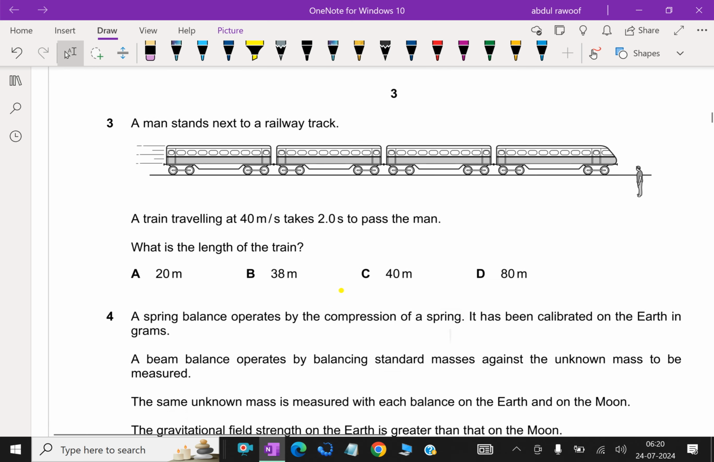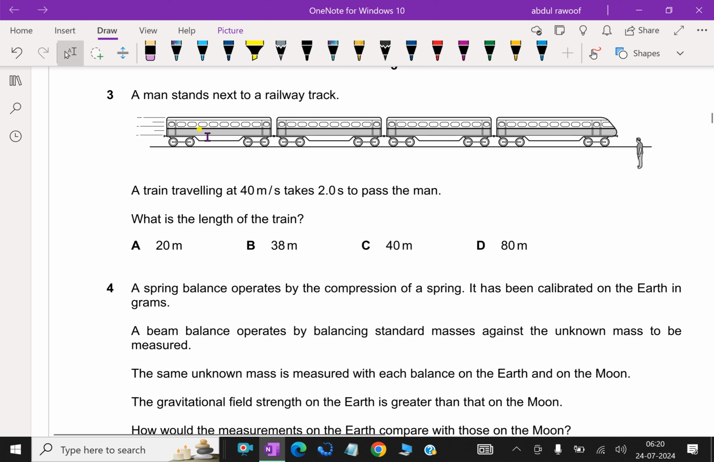Next question. A man stands next to a railway track. The train is traveling at 40 meters per second. This is the speed of the train, 40 meters per second. It takes 2 seconds to pass the man. So we have to find the length of the train. That is the distance traveled. Distance is speed into time. Speed is 40 meters per second, time is 2, so it is 80 meters. So the answer is D, 80 meters.